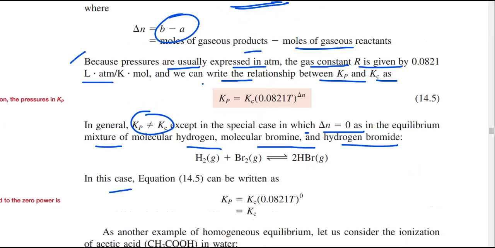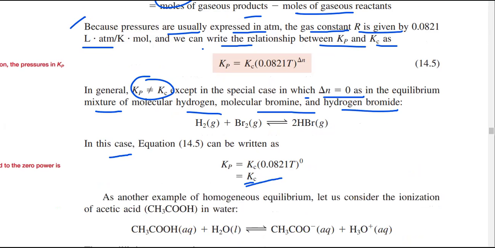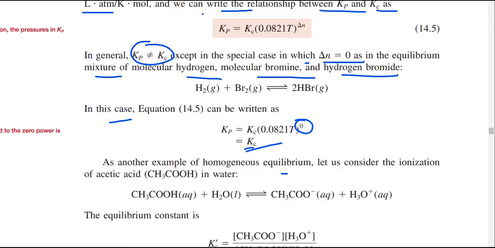In this case, Kp and Kc both become equal, as (0.0821 T) to the power 0 will come, and anything to the power 0 is 1. As another example, we have homogeneous equilibrium. Let us consider the ionization of acetic acid in water, where acetic acid and water are in equilibrium, and this is the equilibrium constant.